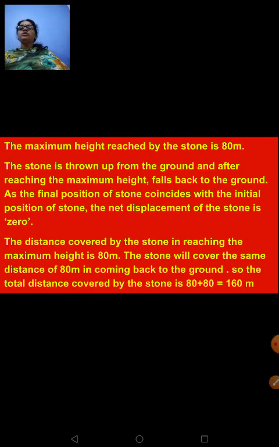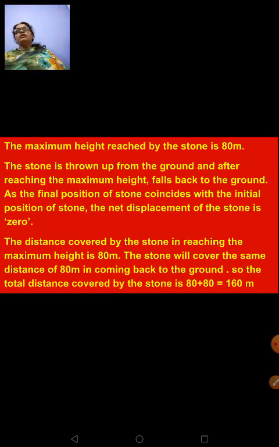So the stone is thrown up from the ground and after reaching the maximum height, it falls back to the ground. As the final position of the stone coincides with the initial position of the stone, the net displacement of the stone is 0. When we were talking about the chapter motion, it was clearly explained about displacement. It is the shortest distance between your initial and final points. When the initial and final points remain the same, displacement is always 0.